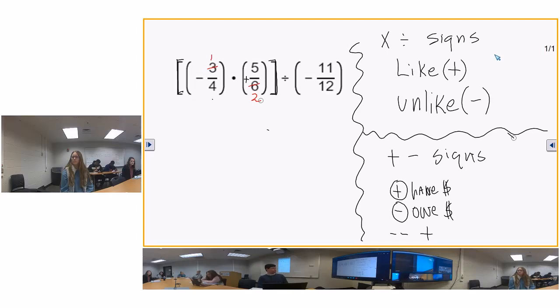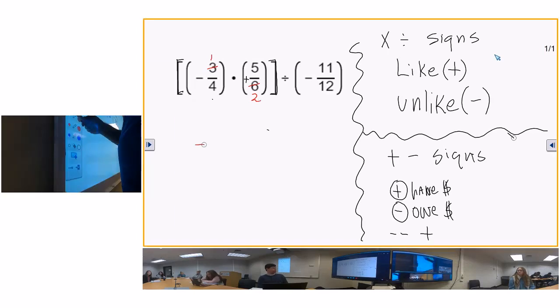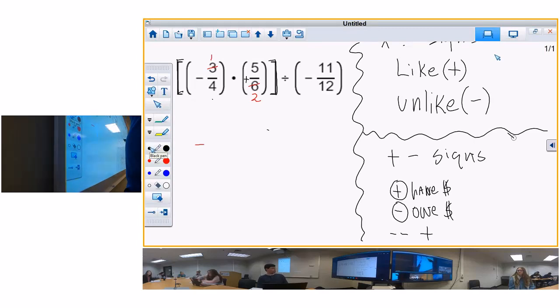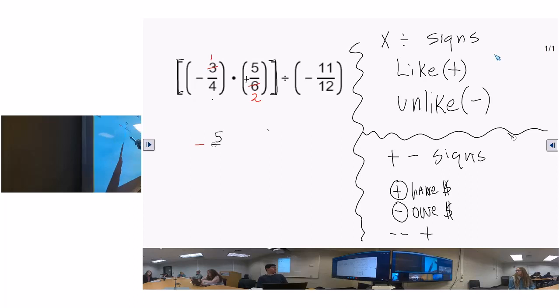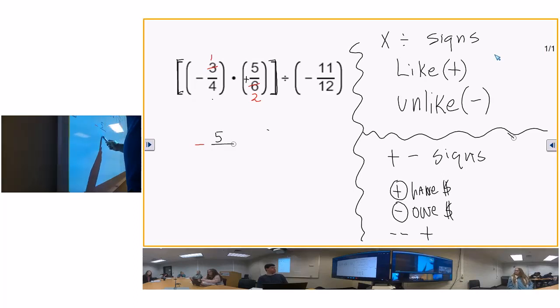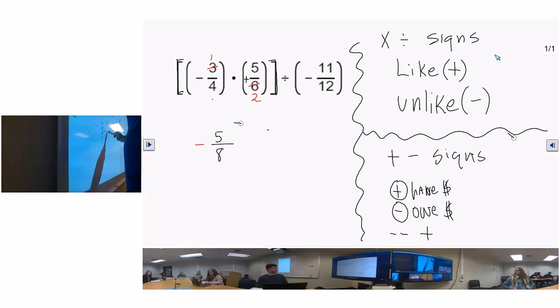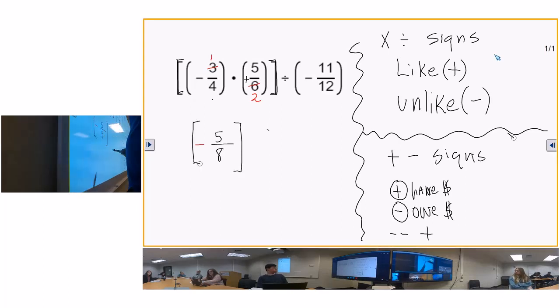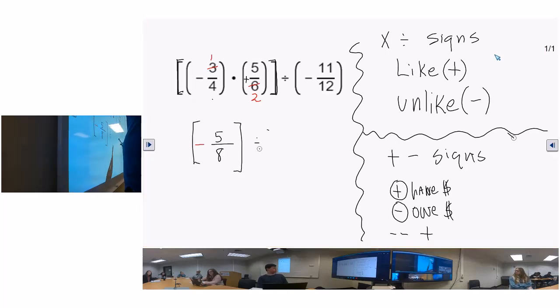Negative. Thank you. And I'm going to do the rest in black because I want to make that negative stand out. And 1 times 5 is 5. And 4 times 2 is what? 8. I'm going to put that in brackets. And then divided by negative 11 over 12.